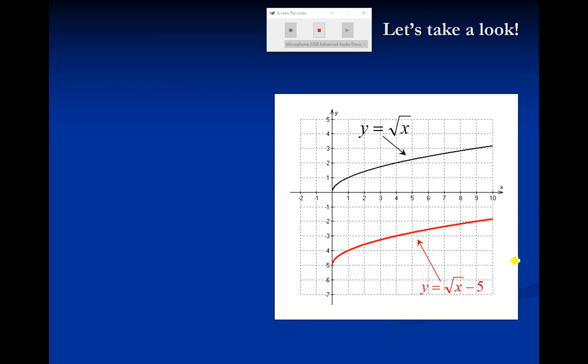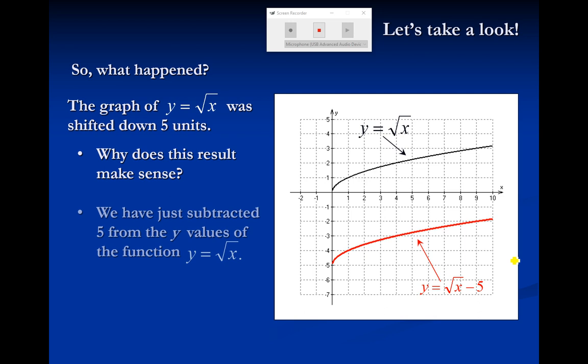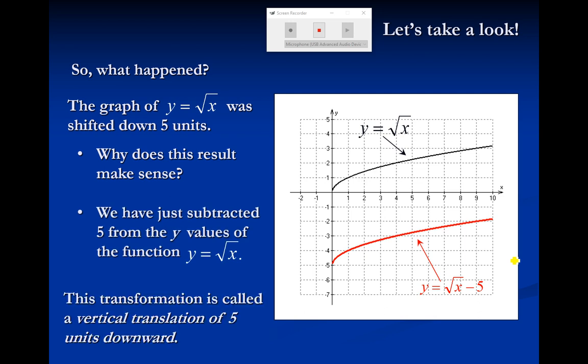So what happened? We already predicted it. The graph of root x was shifted down 5 units. Why does this make sense? We subtracted 5 from all the y values. This transformation is called a vertical translation of 5 units downward. We'll use those words again and again this chapter to describe this situation. Vertical because it's up, down.